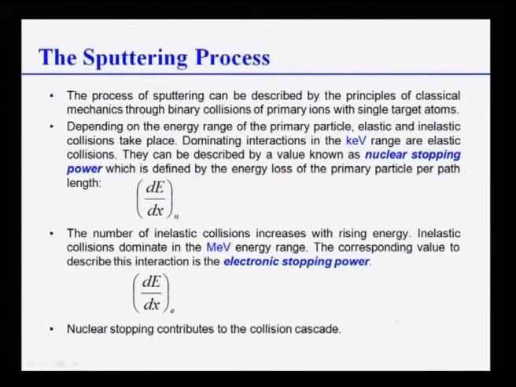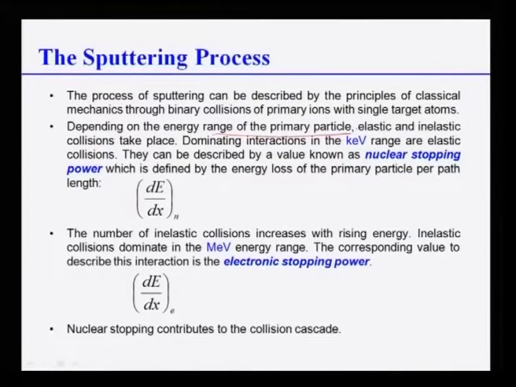Now, what is basically the sputtering process? All this is a collision cascade, but it is basically sputtering. The process of sputtering is described by the principles of classical mechanics, by binary collisions of primary ions with single target atoms. Depending on the energy range of the primary particles or primary ions, elastic and inelastic scattering both are possible. The dominating interactions in the kiloelectron volt range are elastic collisions. They can be described by a parameter which is well known as the nuclear stopping power in the literature, and this is defined as the energy loss of the primary particles per path length.